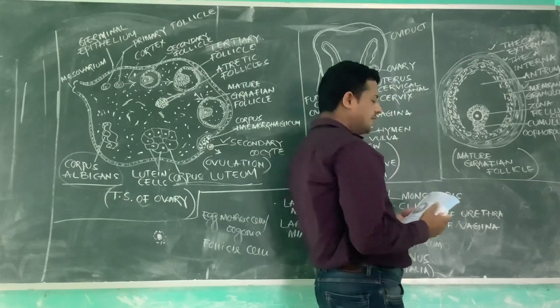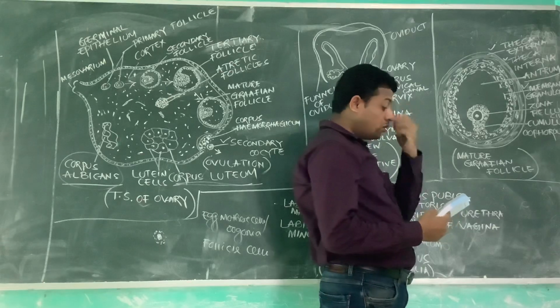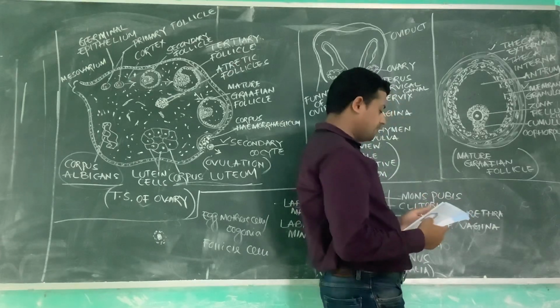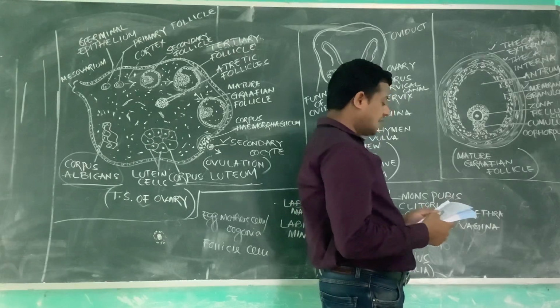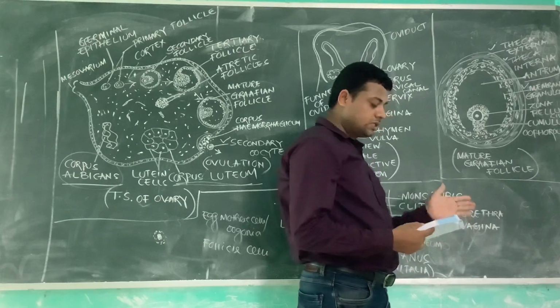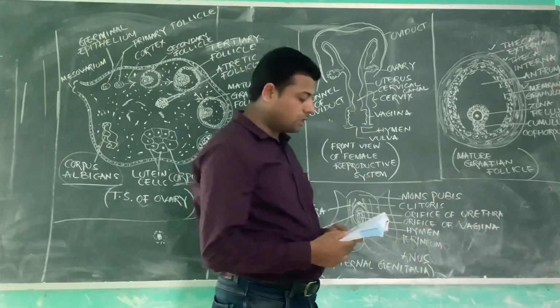Each Graafian follicle measures about 0.4 to 23 mm, which is characterized by a cavity containing fluid which is called follicular fluid or liquor folliculi.